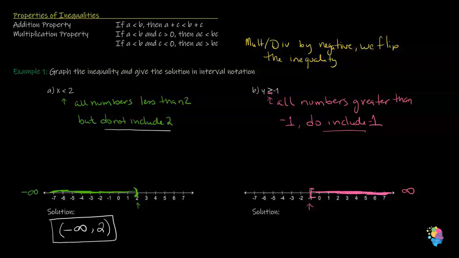So then my solution will go, remember we read the number line from left to right. It starts at -1. It goes all the way to infinity. Since we are including -1, we put a square bracket. And again, infinity always takes a parenthesis. And this becomes the solution.